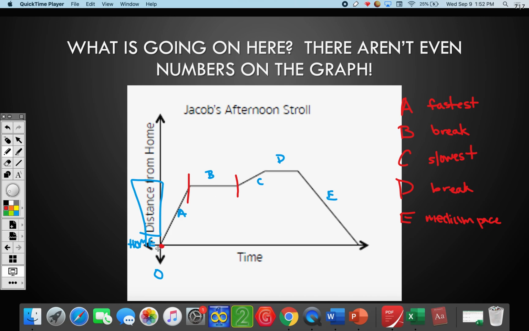But the first one is you're going fast to your friend's house. B section is you're going to be taking a break. Your distance isn't going to change. You're going to be hanging out at your friend's house.